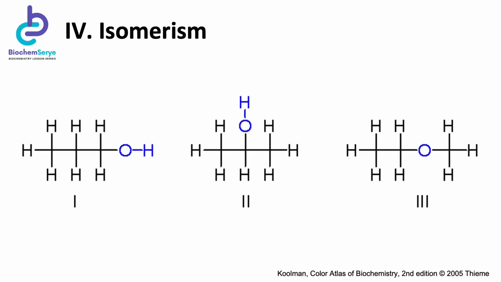Let us now proceed to the next lesson. Isomerism. Isomers are molecules with the same composition. Or in other words, they share the same molecular formula, but with different chemical and physical properties. If isomers differ in the way in which their atoms are bonded in the molecule, they are described as structural isomers. Other forms of isomerism are based on different arrangements of the substituents of bonds or on the presence of chiral centers in the molecule.